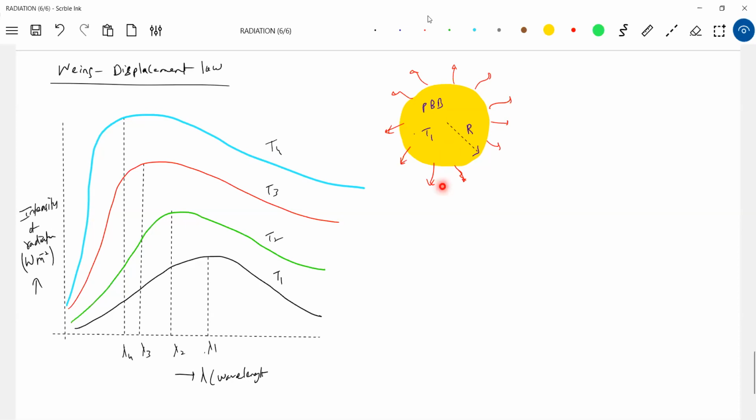Now, how much energy is given out by it? According to Stefan's law, power is equal to sigma A T to the power of 4. So based on the temperature of the body, this determines the emitted power. This is power, energy per unit time, with units of watt. Sigma is Stefan's constant, and area is 4 pi r square.